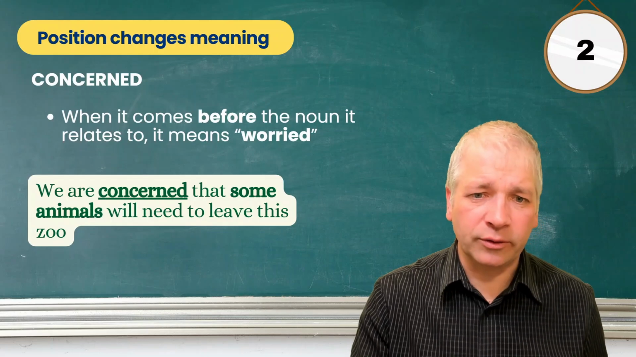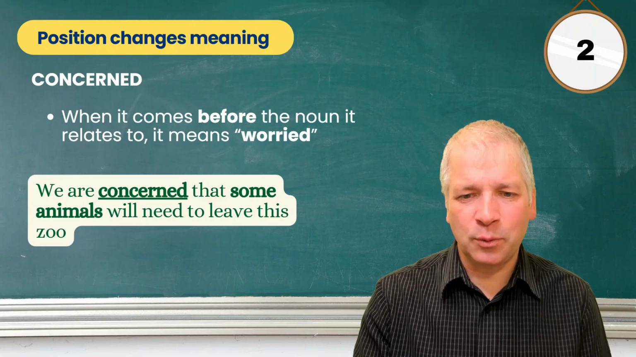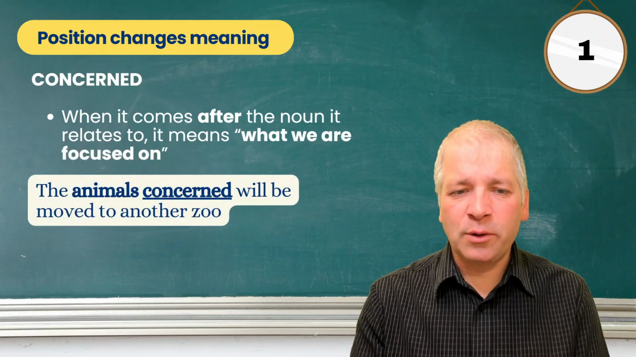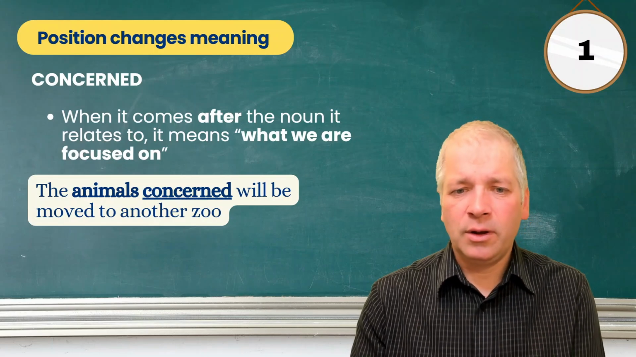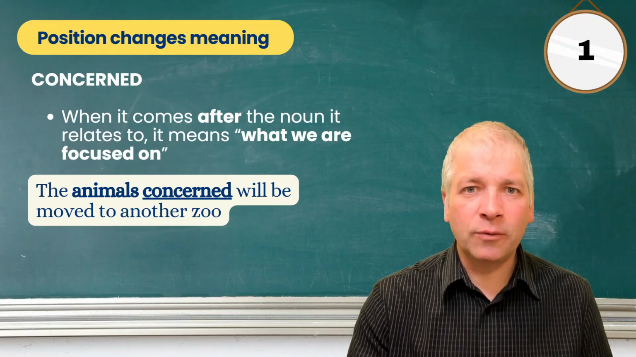Also with concerned. Before the noun, it means worried. We are concerned that some animals will need to leave this zoo. After the noun, it means what we are focused on. The animals concerned. The animals which are the subject of what we're speaking about will be moved to another zoo.